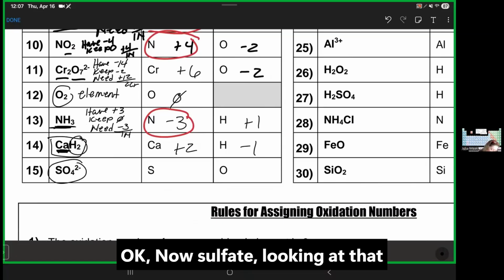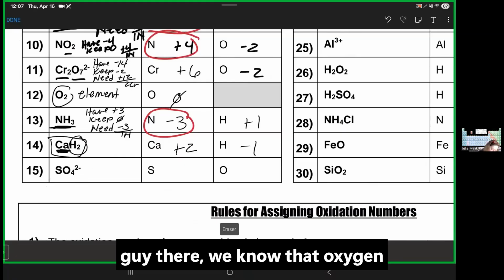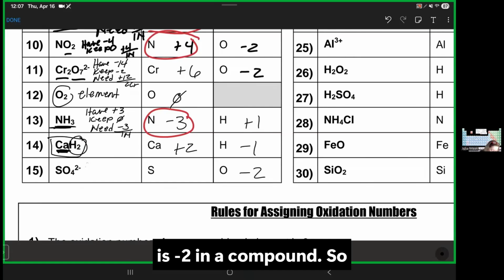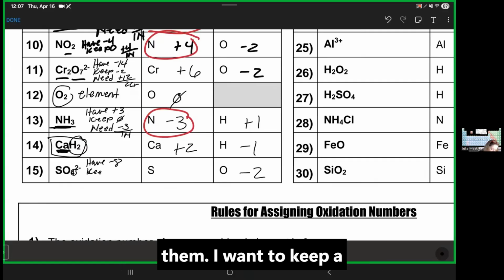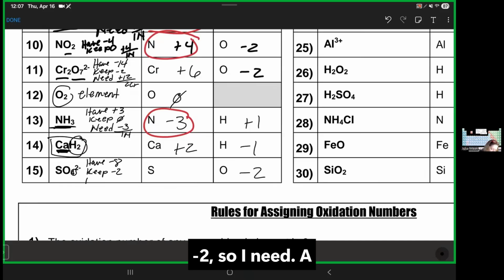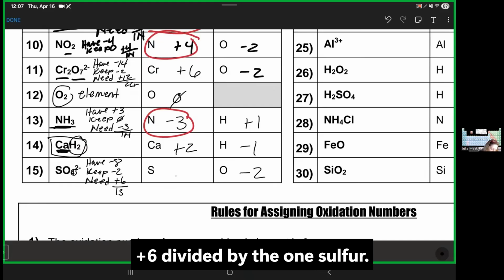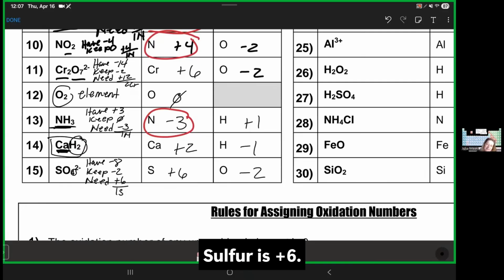Okay, now sulfate, looking at that guy there, we know that oxygen is negative 2 in a compound. So I have a negative 8 from my oxygens because I have 4 of them. I want to keep a negative 2. So I need a positive 6 divided by the 1 sulfur. Sulfur is positive 6.